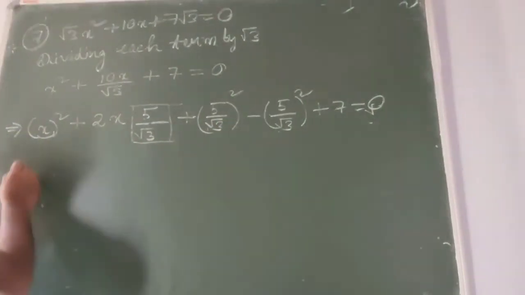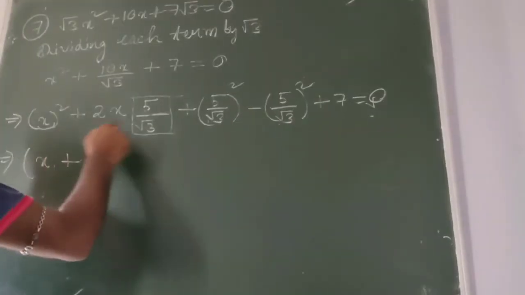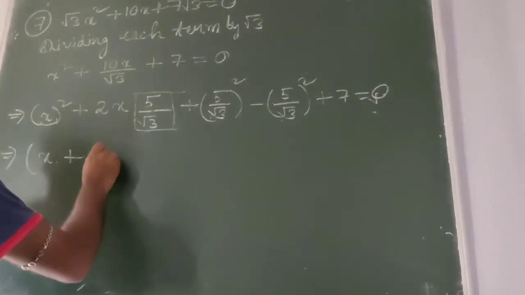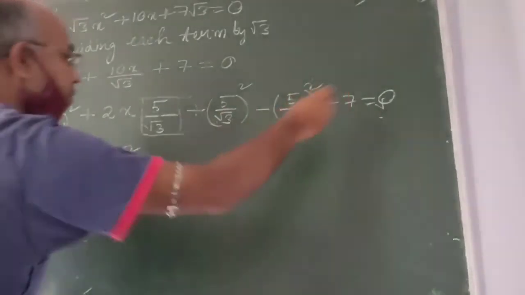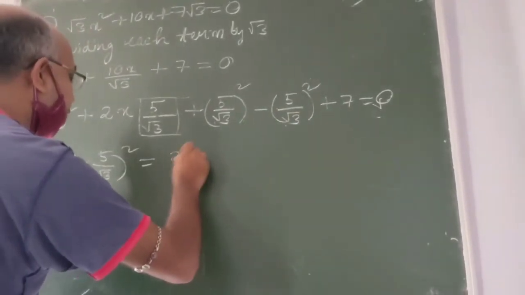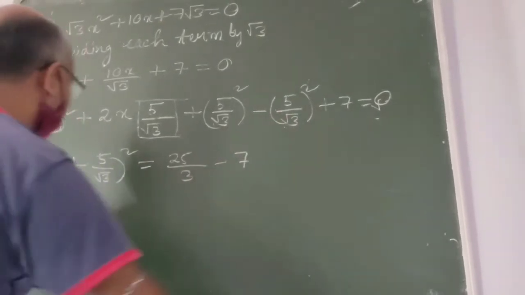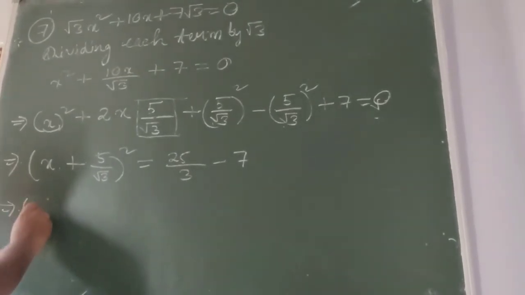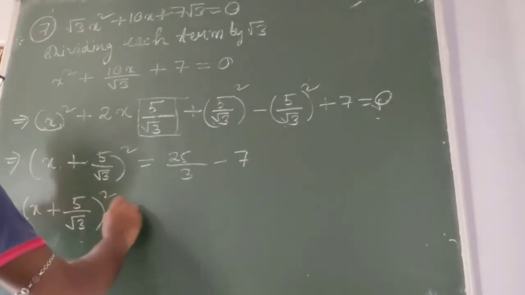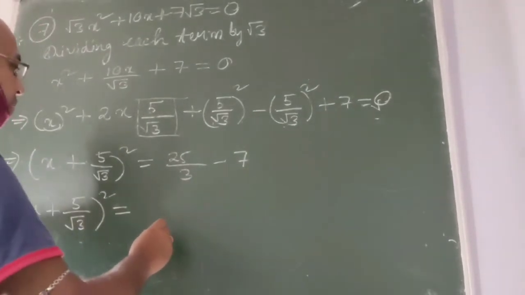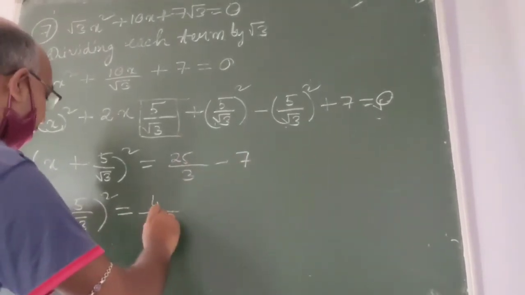Now this much is your formula, means x plus 5 by root 3 whole square. B is your 5 by root 3. Shifting the other term, minus becomes plus, 5 square is 25, by root 3 square is 3. Plus 7 comes this side, becomes minus 7. So x plus 5 by root 3 whole thing square equals, taking LCM, 3 is your LCM, 3 7s are 21, 25 minus 21 is 4 by 3.